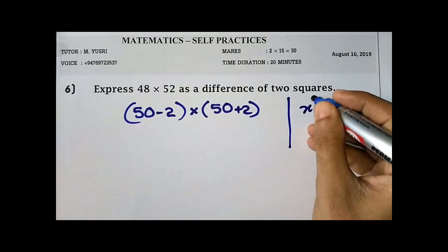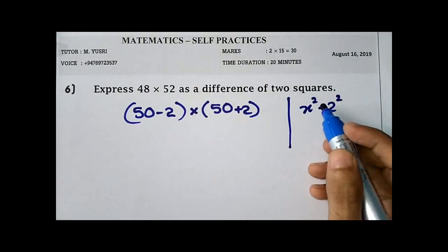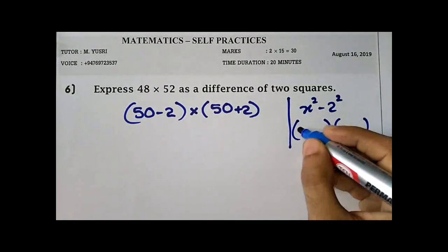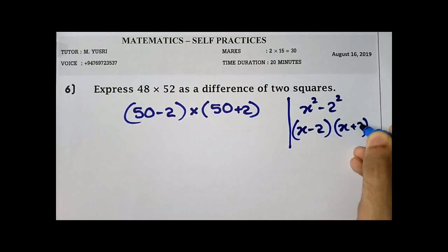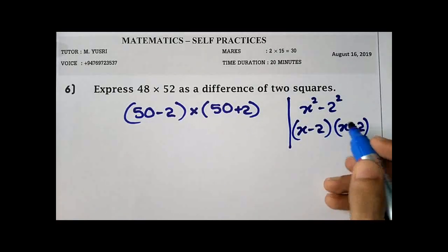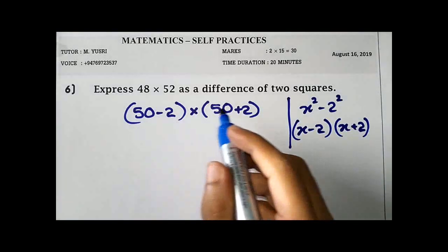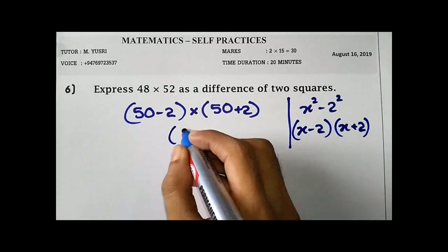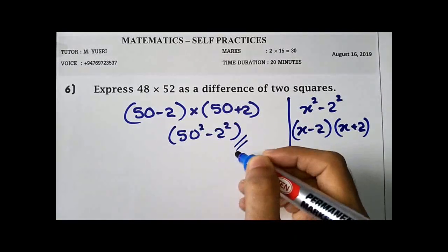Just an example: x squared minus 2 squared. This is what a difference of 2 squares is. If it is like this, then we can represent it by 2 brackets, one with a plus sign and the other with a minus sign. So this is what happened here. You can see one has a minus sign, so the other one has a plus sign. So we have to use the converse method of that. So 50 squared minus 2 squared. So that is the answer.